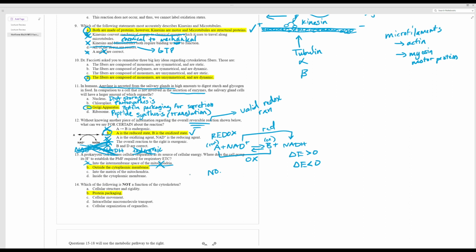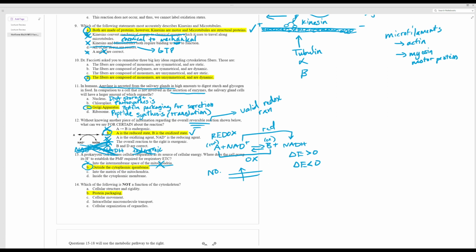B, outside the cytoplasmic membrane, that's the only membrane you have available, right? For those prokaryotes, they only have that cytoplasmic membrane. Now, once you take Mike 102, you'll learn about how it actually works, and it's pumped into a place called the periplasm space. But for our purposes, we don't know that. All we know is there's only one membrane, one plasma membrane. And so it has to be pumped outside of that.